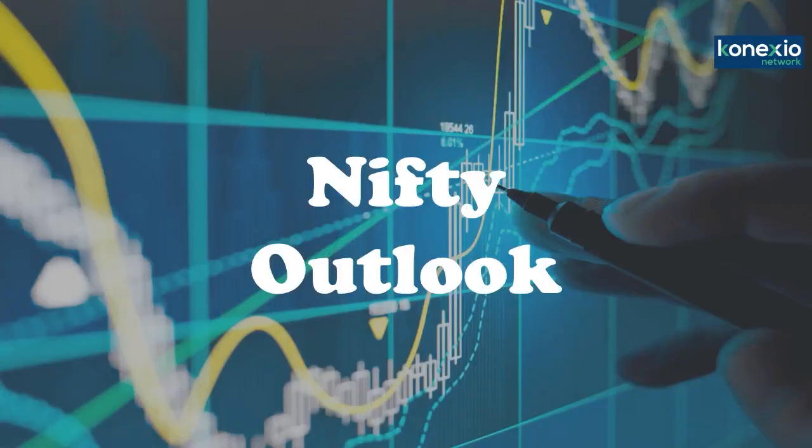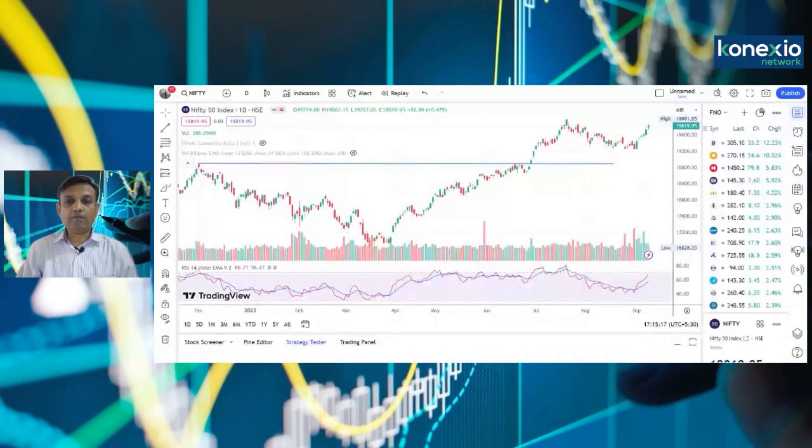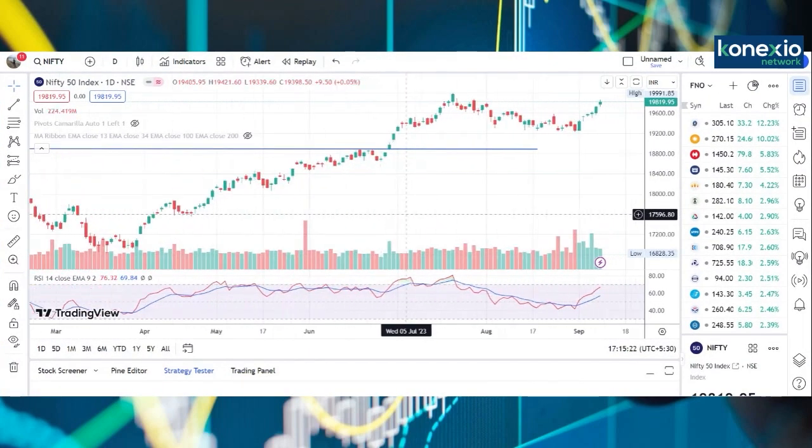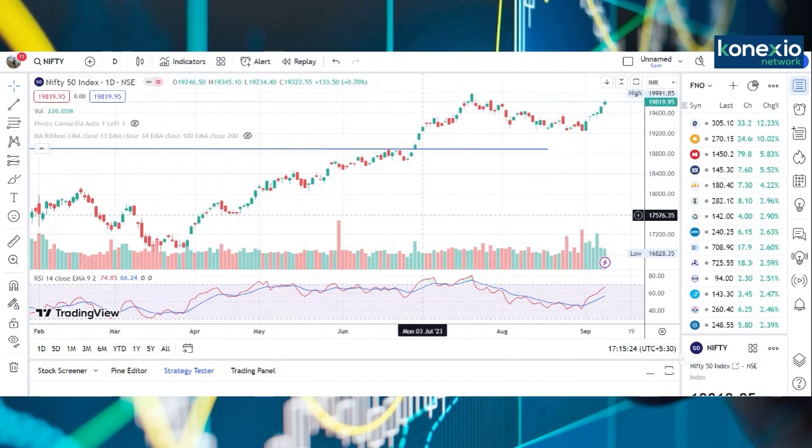Now, friends, without wasting time, let us check out the Nifty daily charts. Now, this is the Nifty daily chart. You can see here that it has given a breakout. We have seen a pullback, and then it has again started rallying on the upward trajectory, and it is on the verge of its lifetime high breakout, which was marked around 19,991.